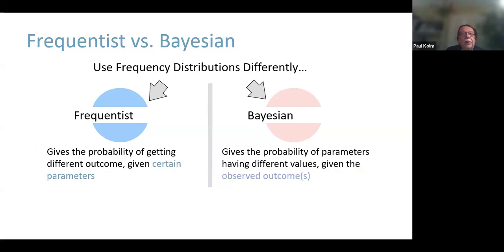So they use frequency distributions differently. From the frequentist standpoint, the distribution gives the probability of getting a different outcome given certain parameters. But from the Bayesian perspective, frequency distributions give the probability of parameters with different values given the observed data.